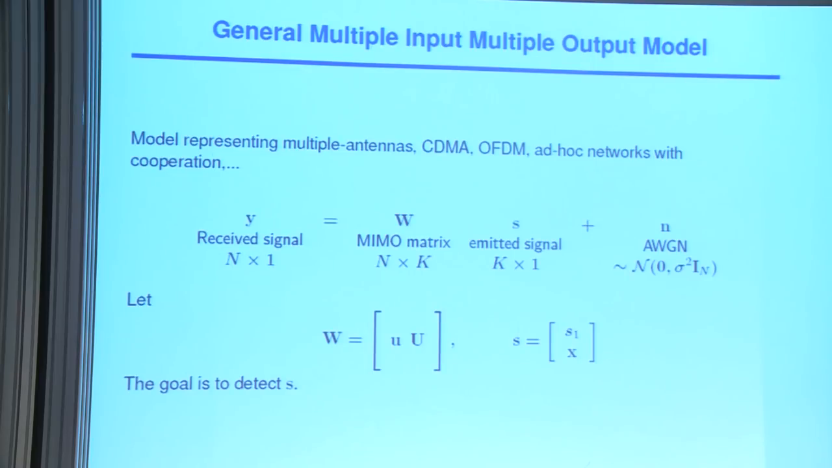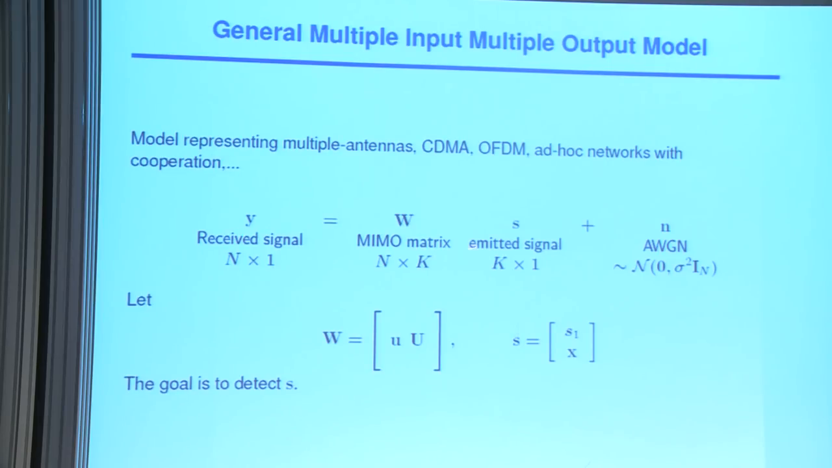Other point. Time is running. Let's go back now to the receiver. Okay? Typically, for people who are not familiar with signal processing, let me take a generic model where you have a vector y, which is equal to Ws plus n. So W is my matrix, which is N times K. My emitted vector is K times 1. And this is an additive white Gaussian noise.